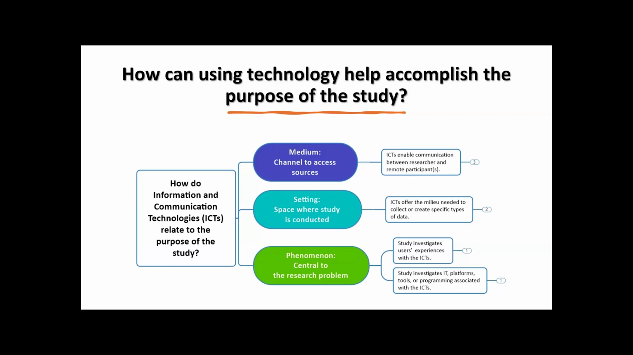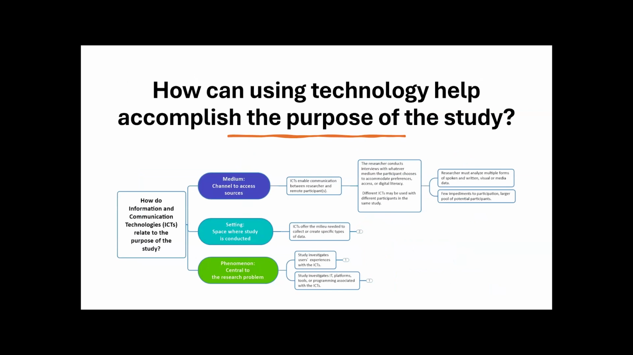So these three choices: one is the medium, using the technology simply as a medium for communication, or that we're thinking of it as the setting where the study is going to be conducted, or it may be that it's the phenomenon that we're studying, the technology, and that's the basis of it. So let's tease this out a little bit.